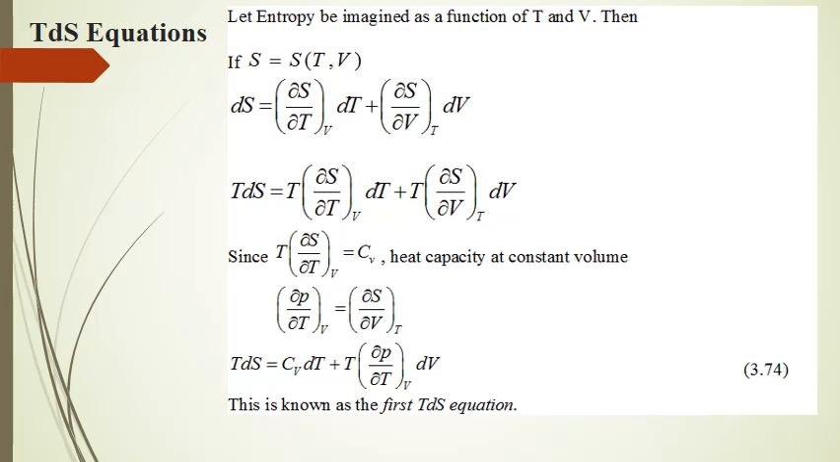in the first term of the right hand side, and moreover by using the third Maxwell relation, (∂P/∂T) at constant V is equal to (∂S/∂V) at constant T, we substitute the second term on the right hand side of the equation. So finally we get TdS is equal to Cv dT plus T (∂P/∂T) at constant V dV. This is the first TdS equation.